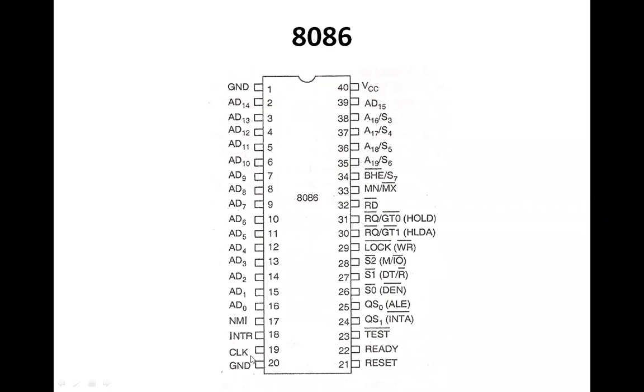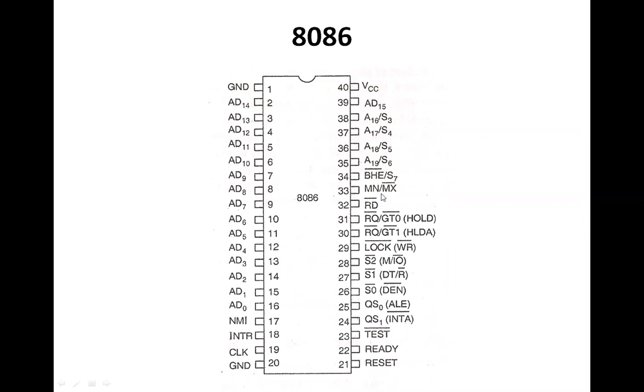Then we have a clock. This clock pin will provide the basic timing signal to the microprocessor, and this clock signal must have a duty cycle of 33%, which is high for 1/3 of the clocking period and low for 2/3. It is just to provide the proper internal timing as far as the 8086 is concerned. VCC is for the power supply. Of course, it works on +5 volts. GND is for the ground supply to the microprocessor.